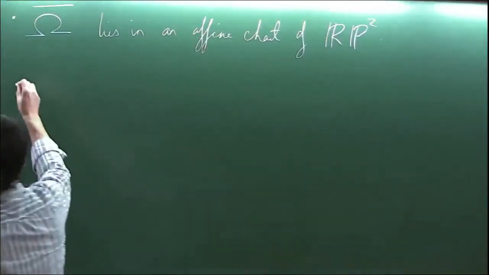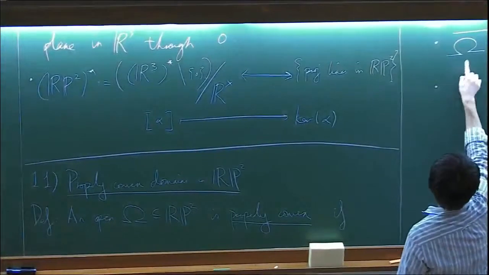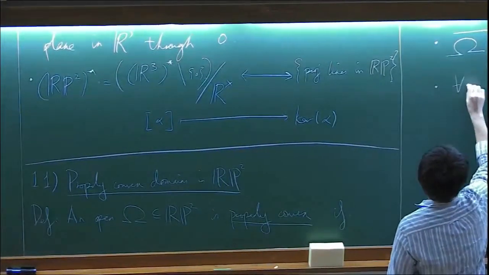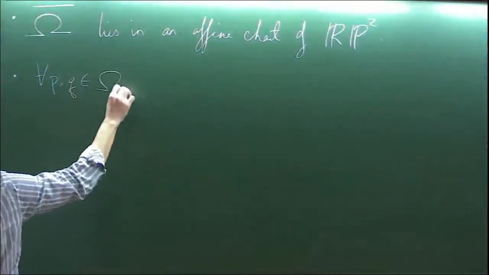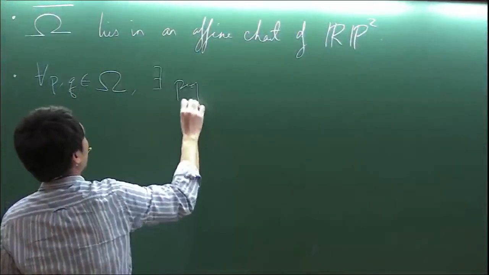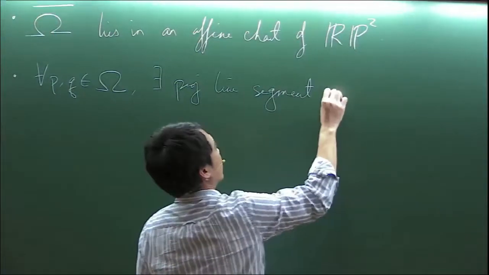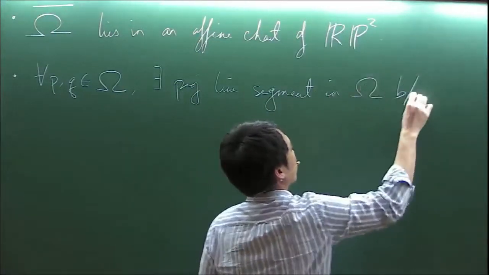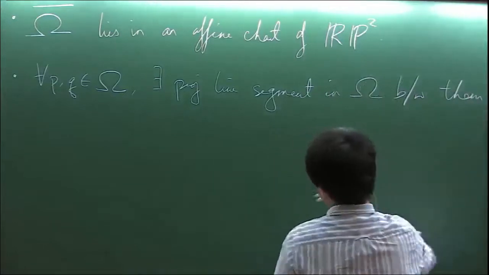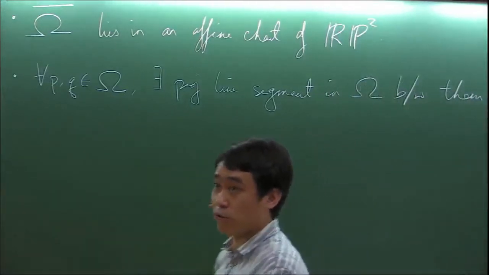And the second condition is that this domain is actually convex, meaning if you take any pair of points P, Q inside of omega, there exists a projective line segment in omega between them. So what is a projective line segment? It's a connected subset of a projective line.